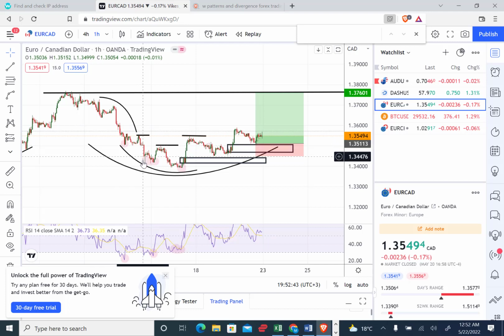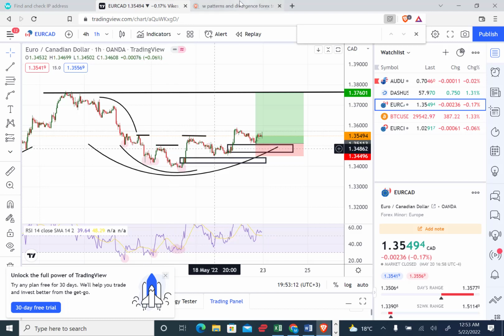it's in low time frame. These are lower lows, these are lower lows. But then in this case these are higher lows. You see, so targets, I've shown you how to place your stop losses. Targets for a W pattern, you always put your target at the neckline. That's the first target.